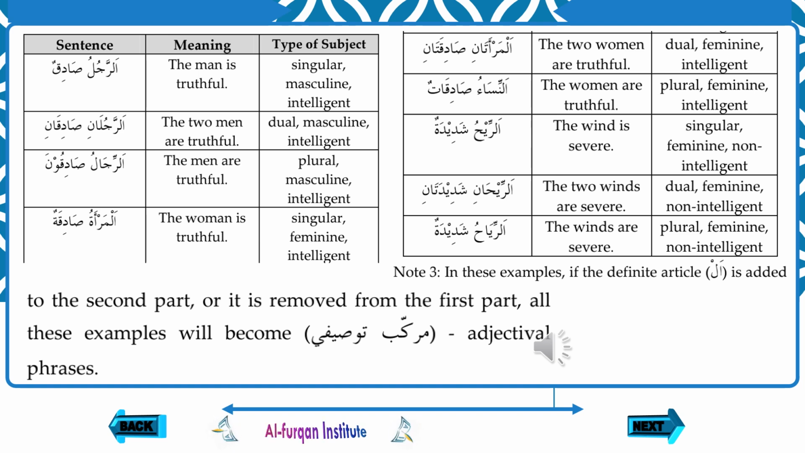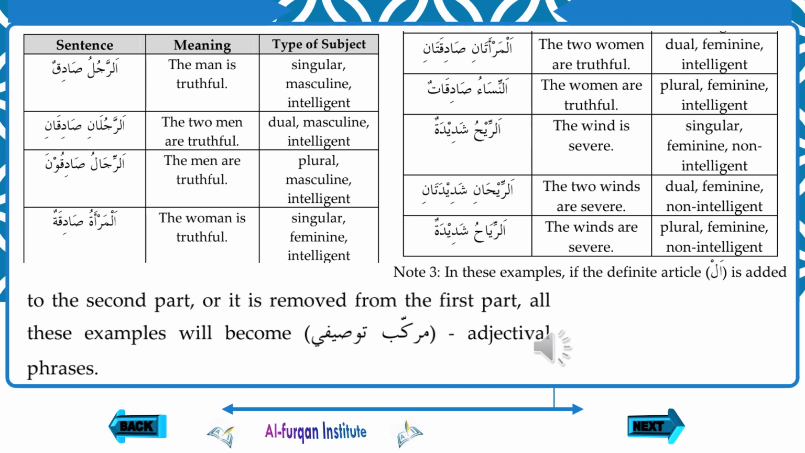So rajulun sadiqun, a truthful man. It is indefinite. So indefinite plus indefinite is not a sentence. It's murakkabun wasfiyun, or murakkabun tawsifiyun, a descriptive phrase. So what we are doing here now is removing or adding al to the previously mentioned example.